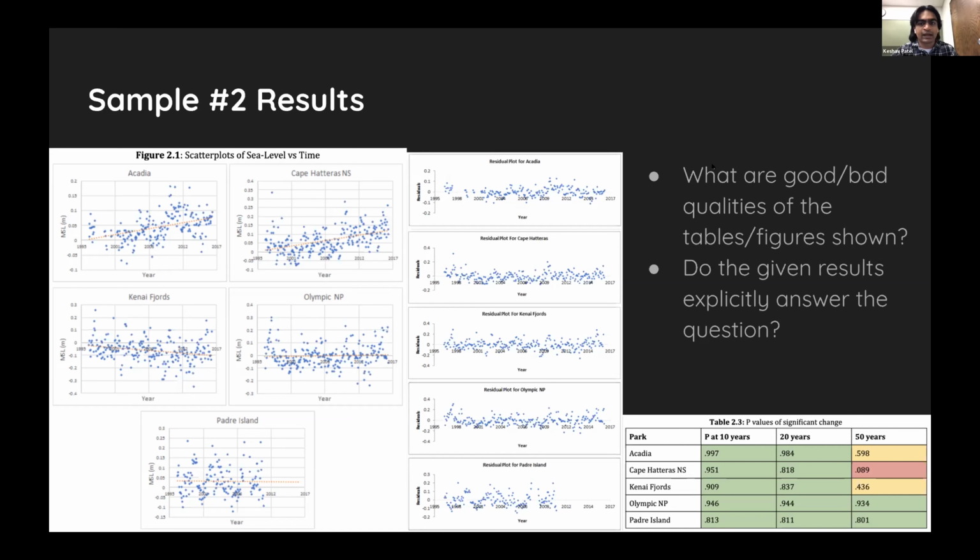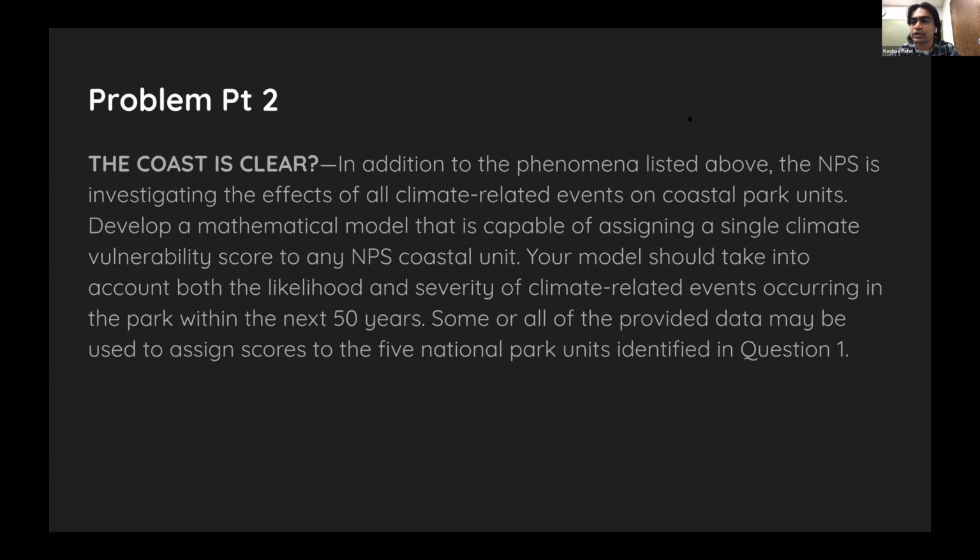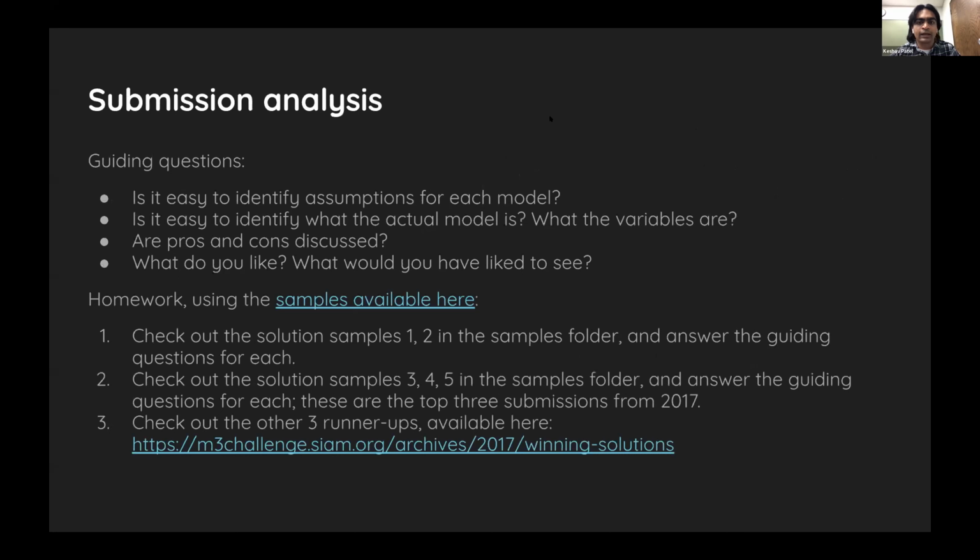Okay, with that, we are exactly at 6 o'clock. This is great. I did have a little bit of information about part 2, but I was not expecting us to get this far. So I'm just going to skip over all of this and get to our last slide here. So what we did here is we asked ourselves, is it easy to identify the assumptions in the model, understand them, and figure out what their justification is? Were we able to understand the model and what the variables are? We talked about pros and cons, and we talked about what we liked and what we didn't like, right?